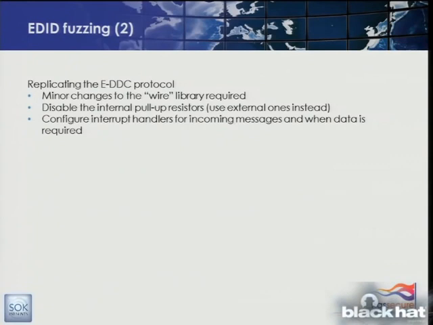There were only relatively minor changes, like changing buffer sizes, but I managed to get that working relatively quickly. Another thing I needed to do on the Arduino: there are some internal pull-up resistors used by default when talking to the I2C bus. They were the wrong value for what I needed, so I disabled those and used my own external pull-up resistors instead. And then I needed to configure some interrupt handlers to process the incoming messages and for when data is required on the I2C bus.